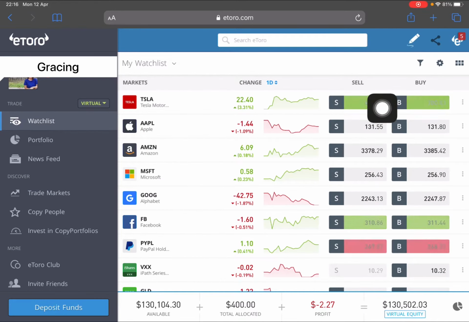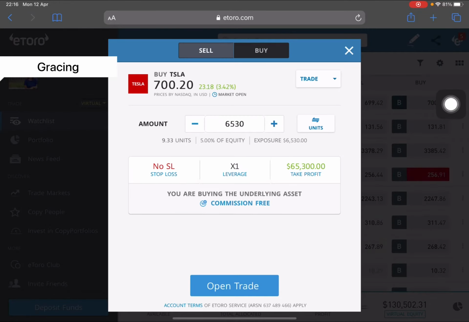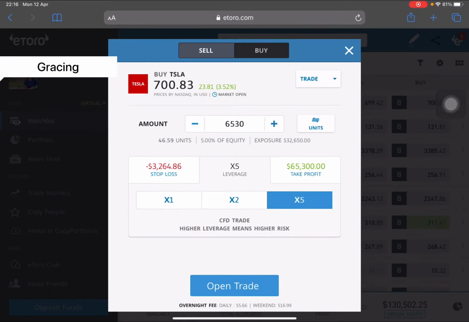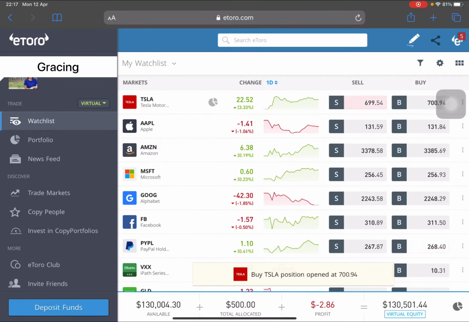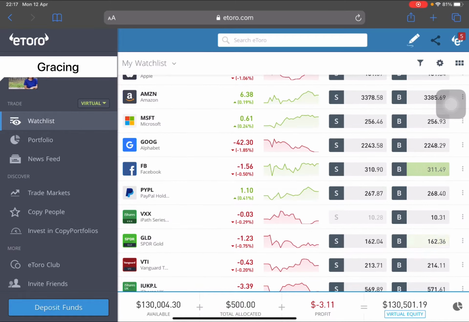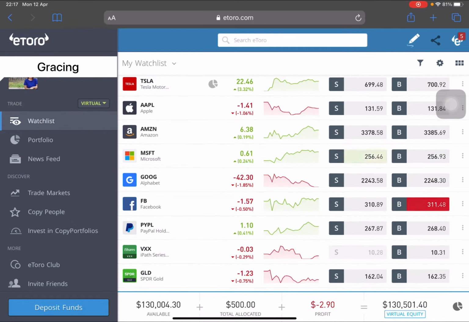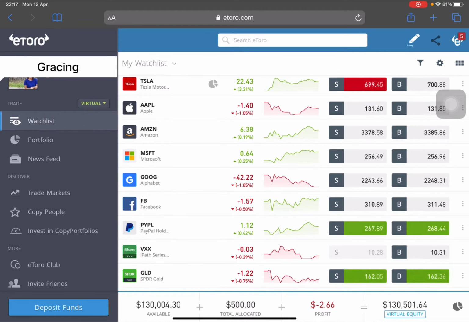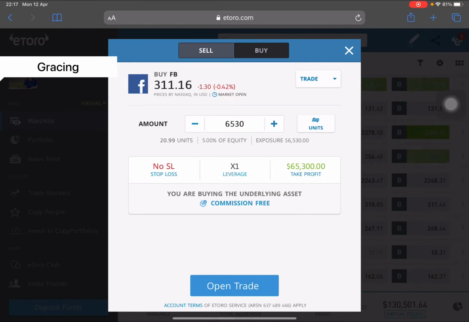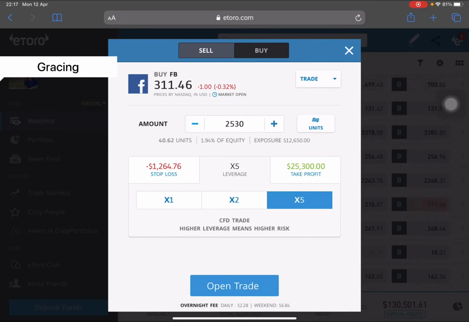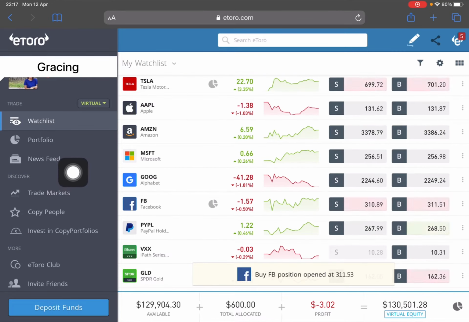Buy Tesla, the future of cars, and we have a leverage of x5. Let's use 100. Open trade, and let's go with one of the famous FANG, Facebook, Amazon. Click. Let's have an x5 also. Trade. Now let's open our portfolio.